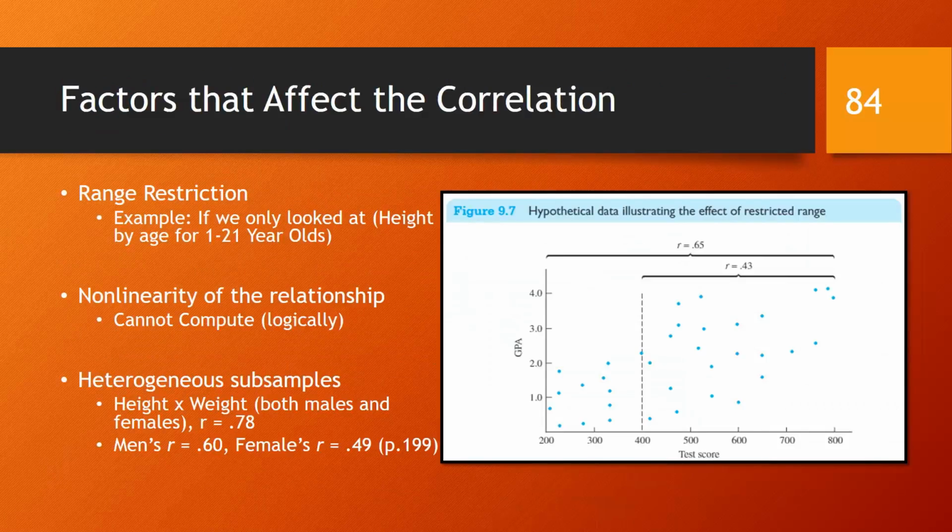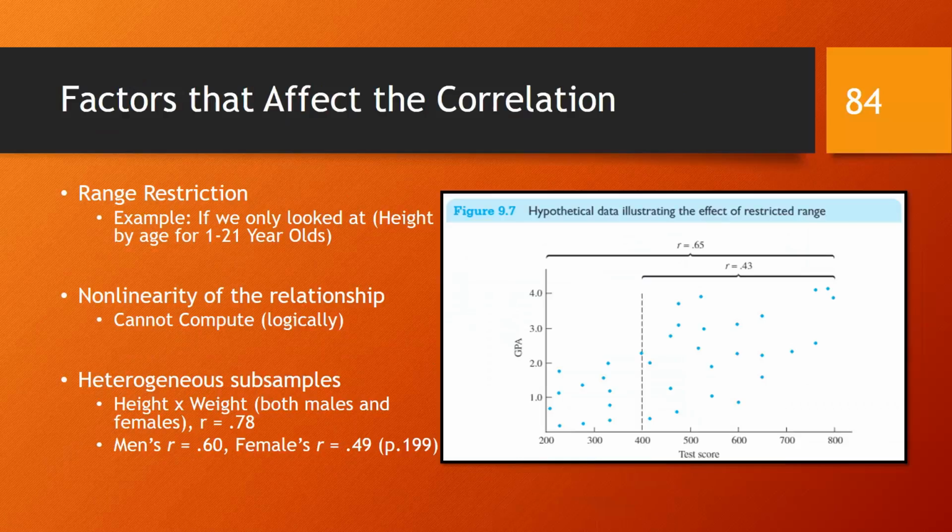The correlation coefficient can be affected by characteristics of the sample. If, in our example of age and cognitive skill, we had only used individuals aged 0 to 18, that would be an example of a range restriction. Range restrictions alter the correlation between x and y from what it would have been if the range had not been so restricted. If a relationship is not linear, we cannot logically compute correlation at all.